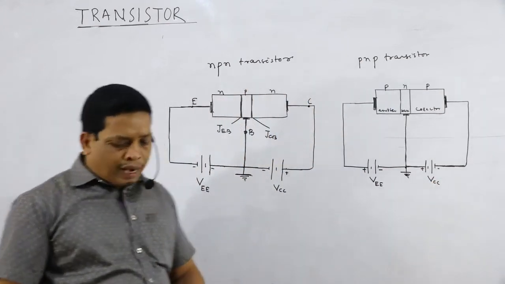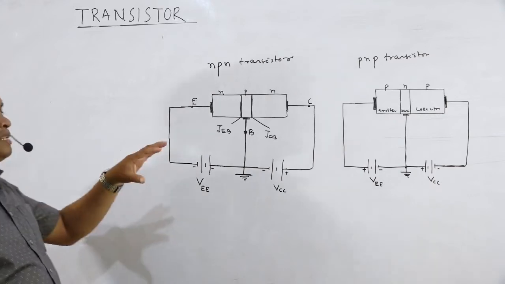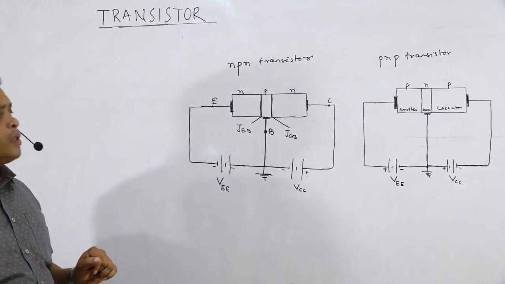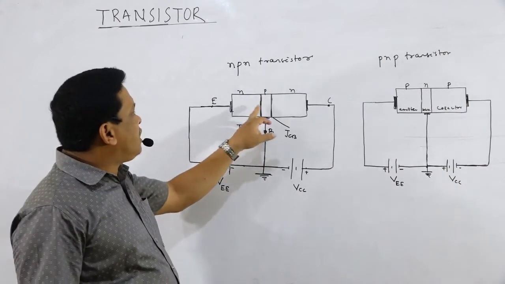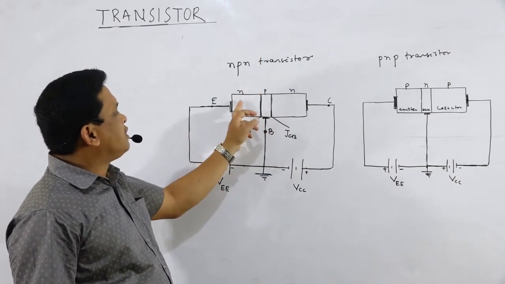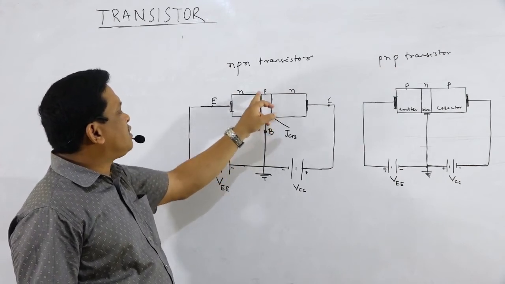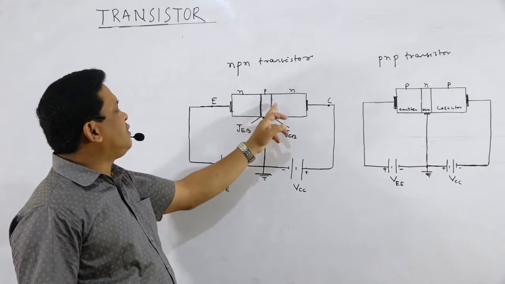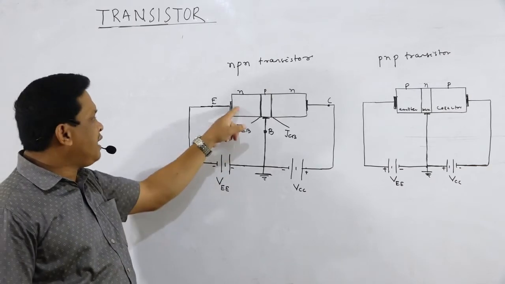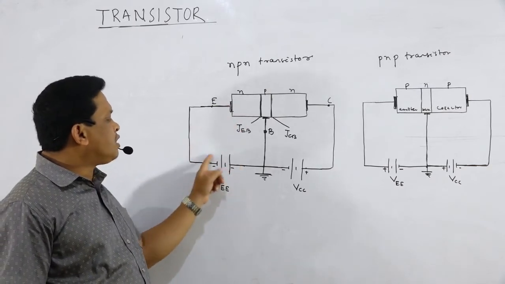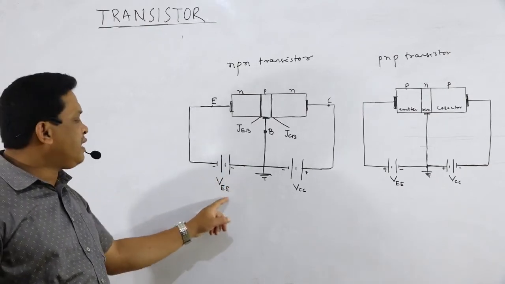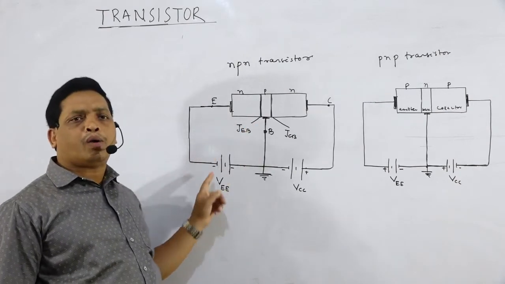Okay. So now you look at these two diagrams. I have explained how the biasing is done in a transistor. This is the NPN transistor, this is the input PN junction between emitter and base. For the input PN junction, this side is the N material, this side is the P material. So by connecting the N material with the negative terminal, the input PN junction is forward biased by battery VEE. So this battery keeps the input PN junction forward biased.